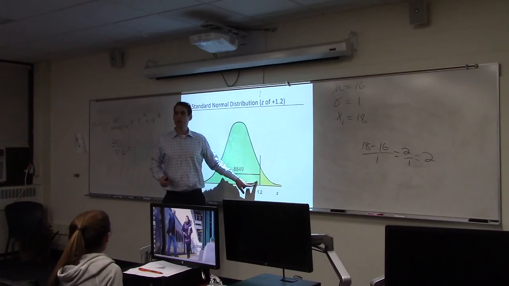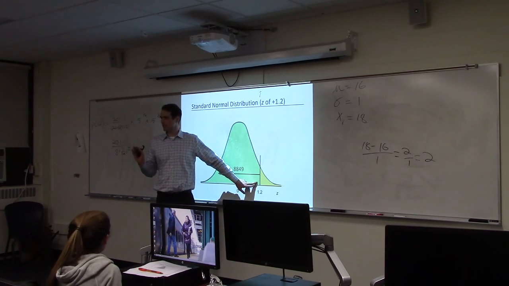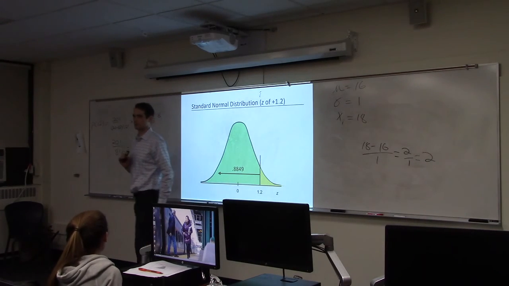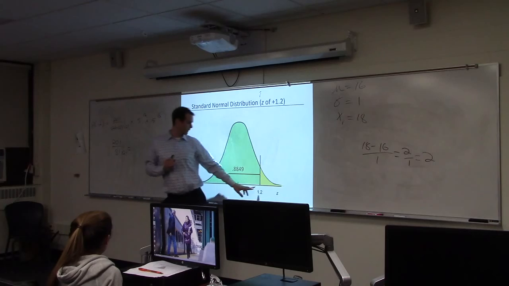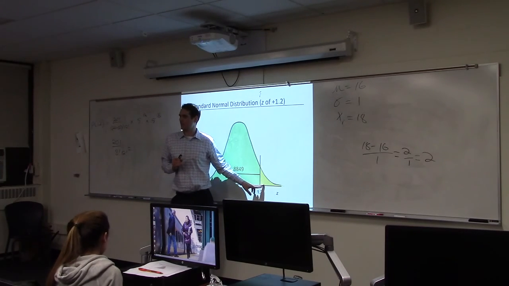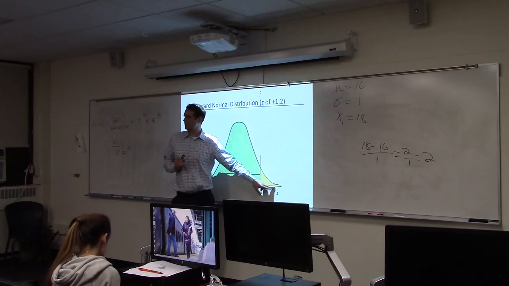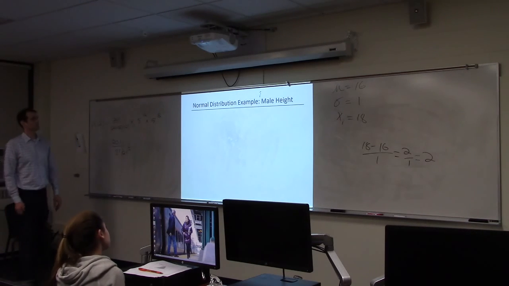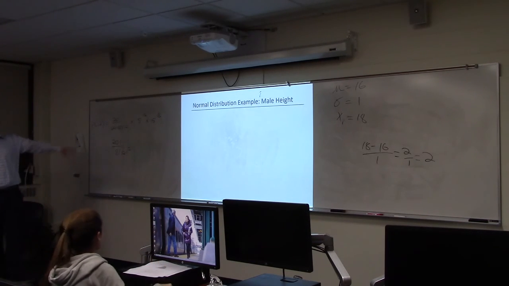88%. 88.5%. What's the probability of a randomly selected tree being taller than that particular tree? About 12%, 11.5%. Does that make sense? All right. Okay. Great.